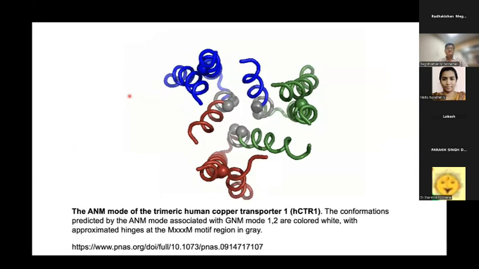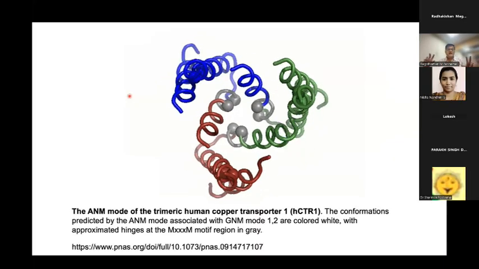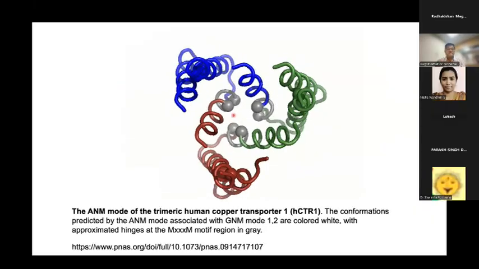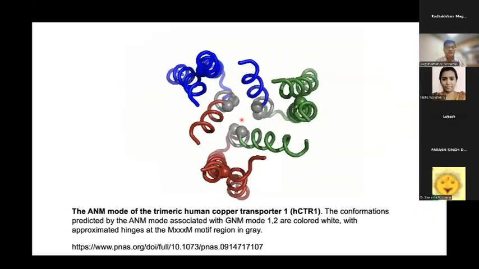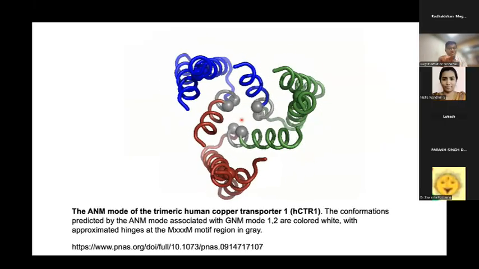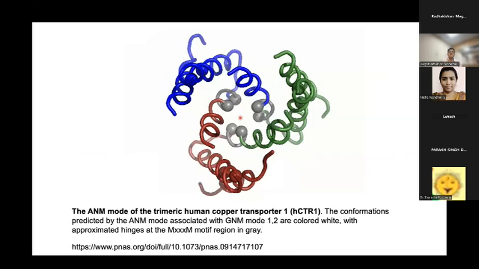Okay, so this is an ANM, or anisotropic network model, of a copper transporter. These helices are present on the outside of the protein. This is the place where the copper is passing through from extracellular to intracellular. You see that it is opening and closing, and allows the copper to go through the pore of the protein. But in the atoms that bind to the copper, you don't see much movement.